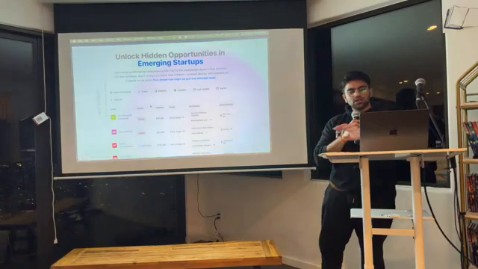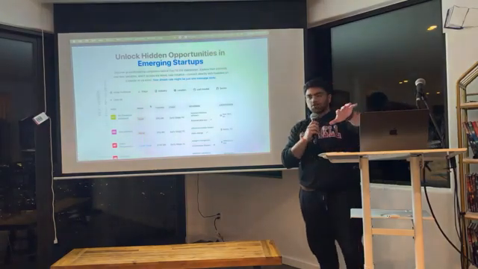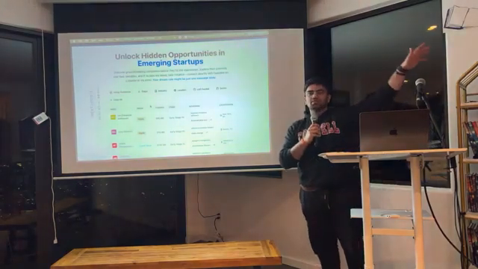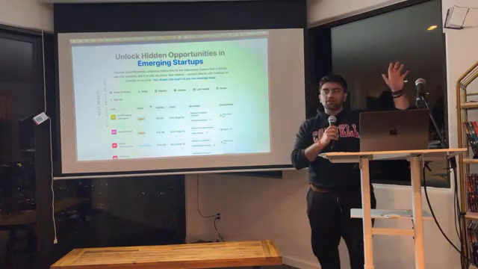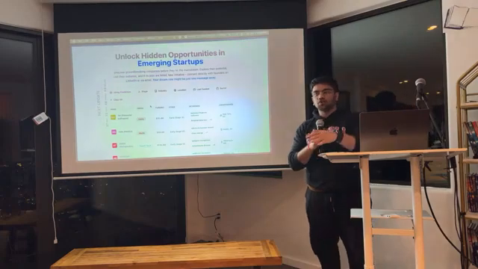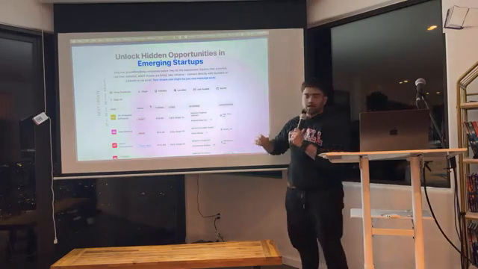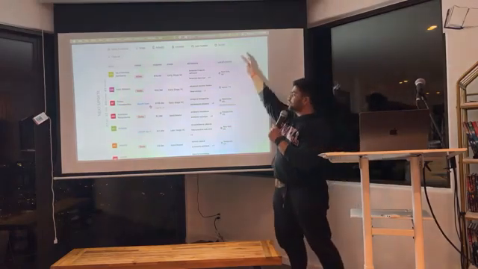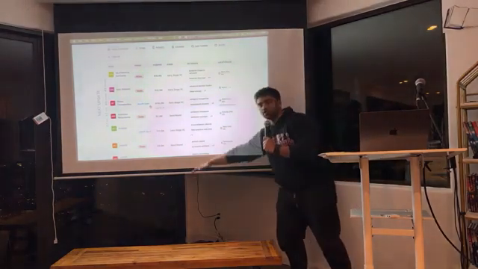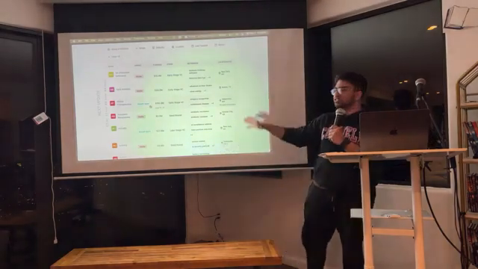So what this is, it unlocks hidden opportunities, emerging startups. What that means is it basically recommends you startups that got recently funded and most likely are going to go on a hiring spree. And what right now happens is the user has to go on top of this page and search through the entire thing, which is not a good way to do this.